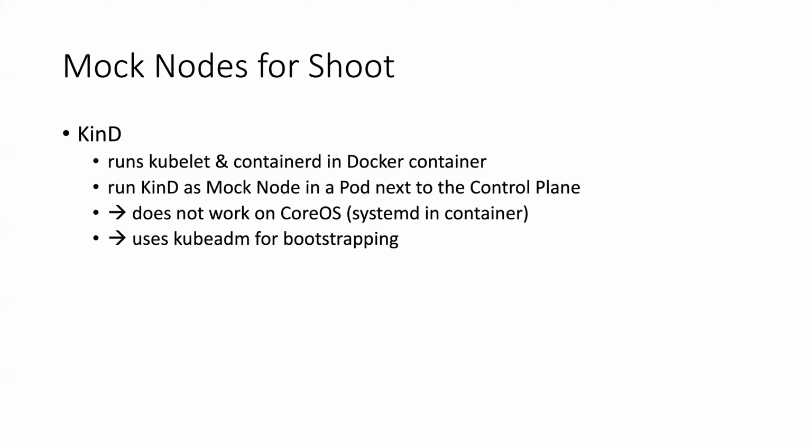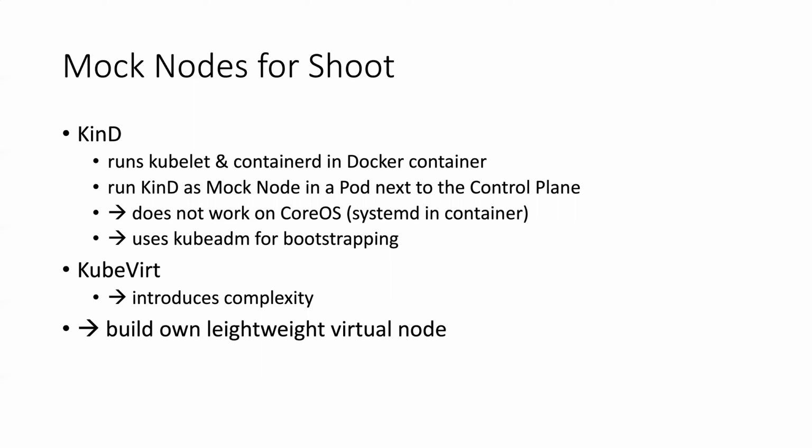Also, kind uses kubeadm for bootstrapping and registering the nodes and so on, which would introduce some overhead and complexity for this mock provider. I also considered using something like KubeVirt, which basically brings a whole hypervisor to the Kubernetes cluster. But of course, this also introduces much complexity, and therefore I didn't look into it further. So the conclusion was basically to build an own solution for such a lightweight virtual node. This is basically the core part of my POC, which I'm going to present you now.